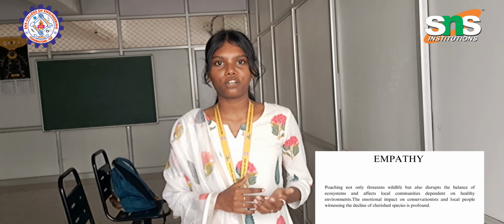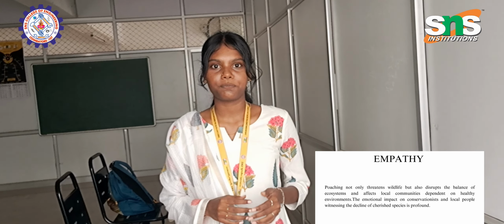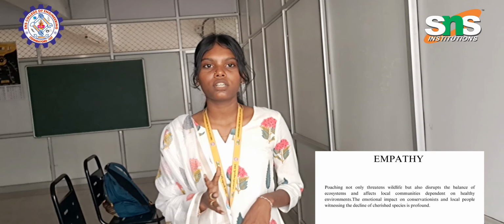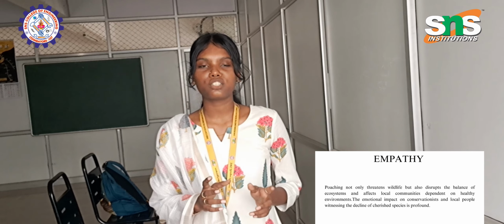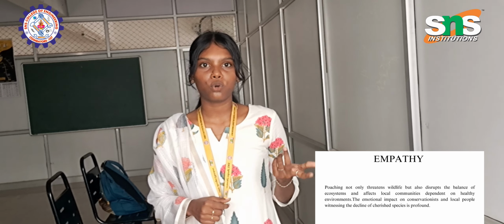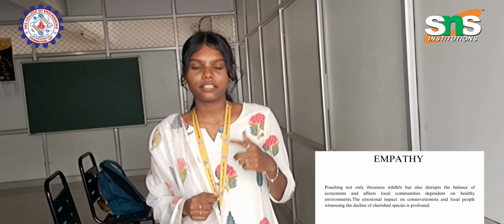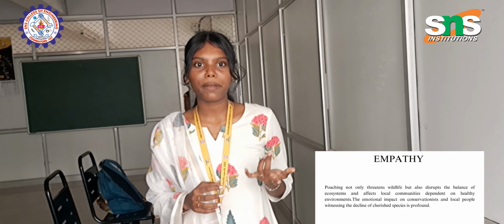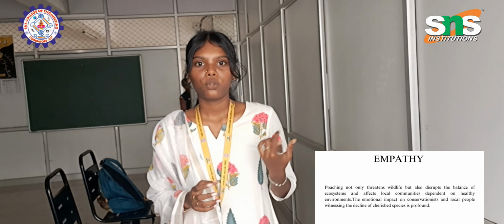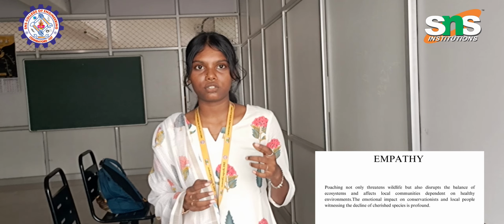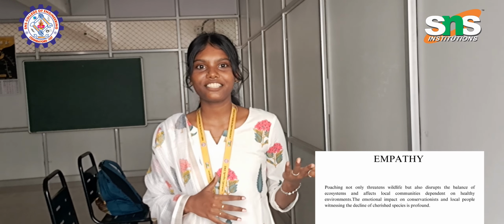Next, the empathy map of the poaching prevention system. Poaching not only threatens wildlife but also disrupts the balance of the ecosystem and affects local communities dependent on a healthy environment. The emotional impact on conservationists and local people who witness the decline of cherished species is profound.